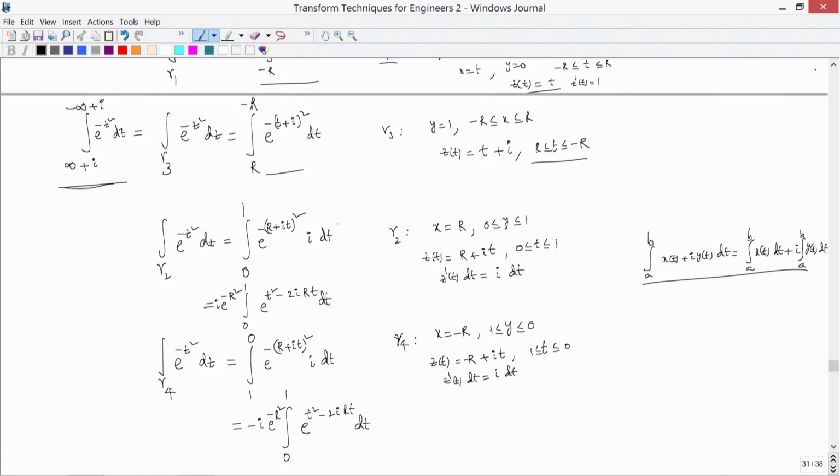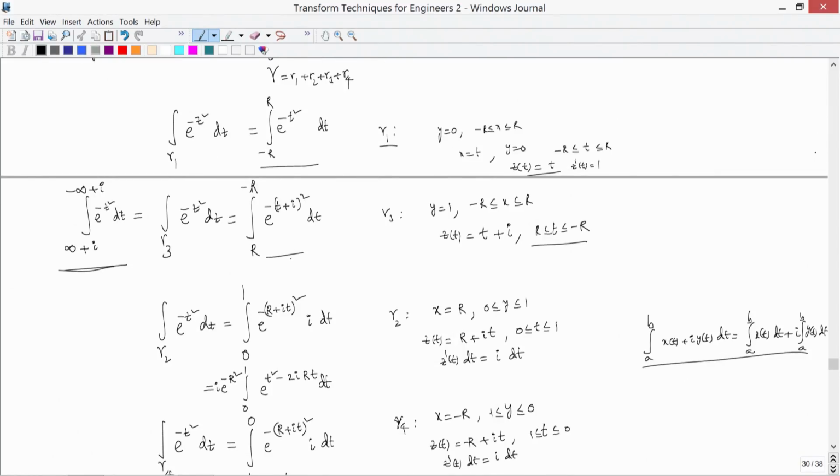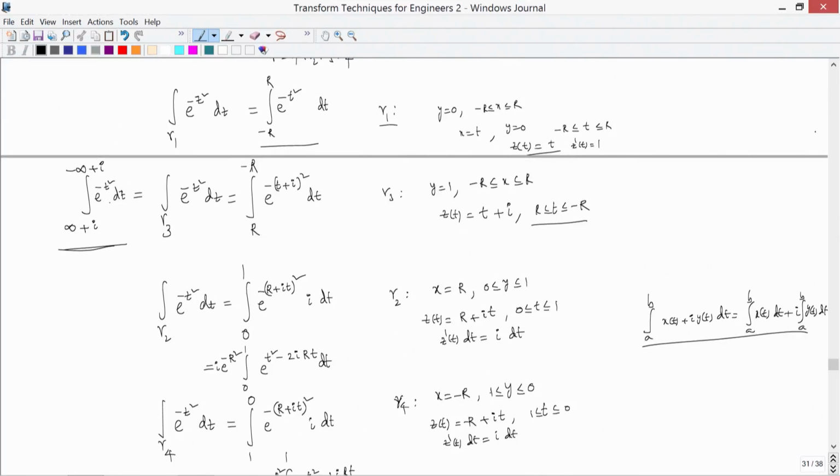So now you have gamma 1, gamma 2, gamma 3, gamma 4. Combining all of them together, it is 0. The second part is nothing but the integral from minus r to r of e to the power minus (t plus i) whole squared. So we really do not use this one as r goes to infinity. This is not really minus infinity; what you have is minus r to plus r, that is the meaning.